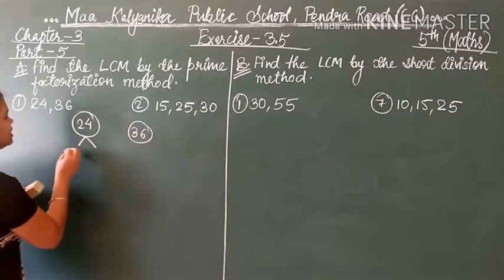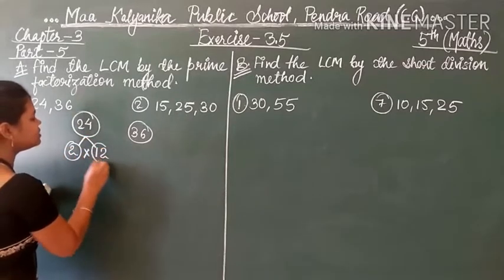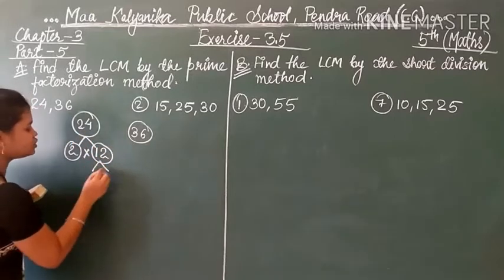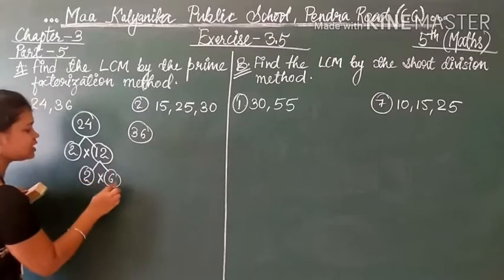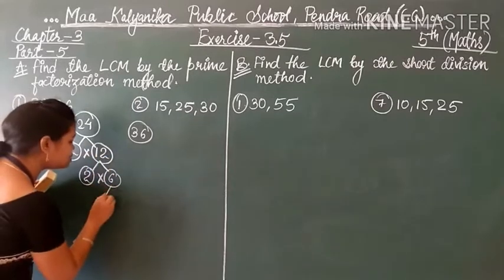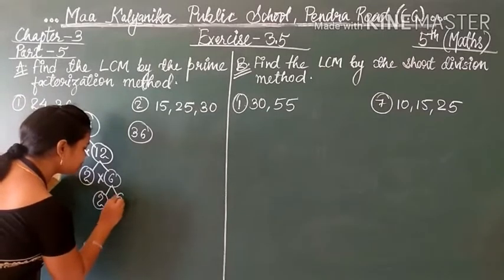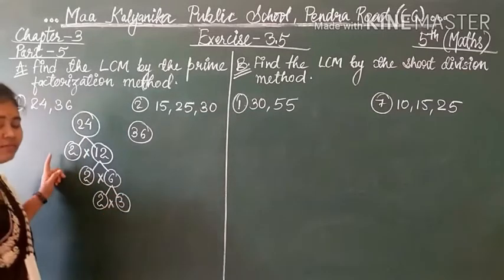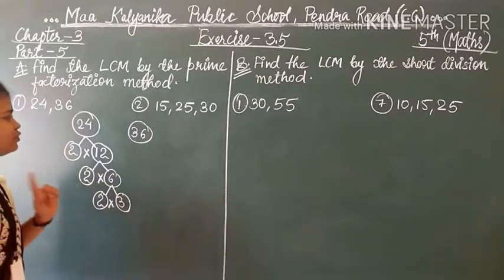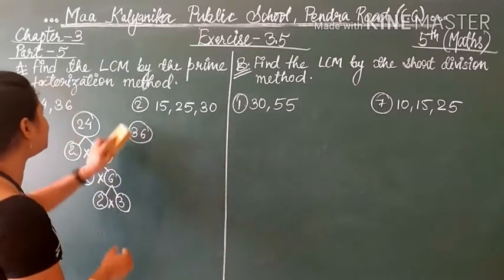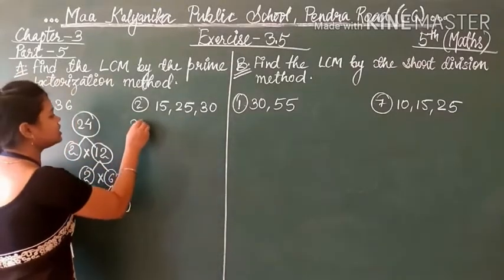Okay, so see here 24. 2 multiplied by 12 is equal to 24. Now 12. 2 6s are 12. Okay students, now 6. So 2 3s are 6. So we have received the prime factors as 2, 2, 2 and 3. So now we have to see for 36. What are the prime factors of 36?